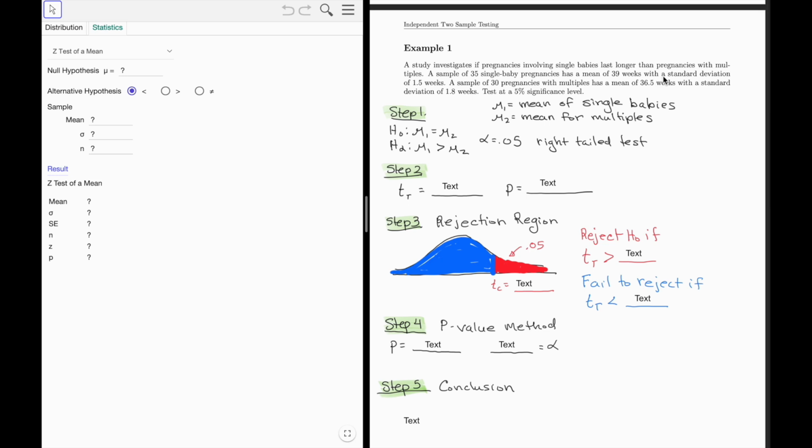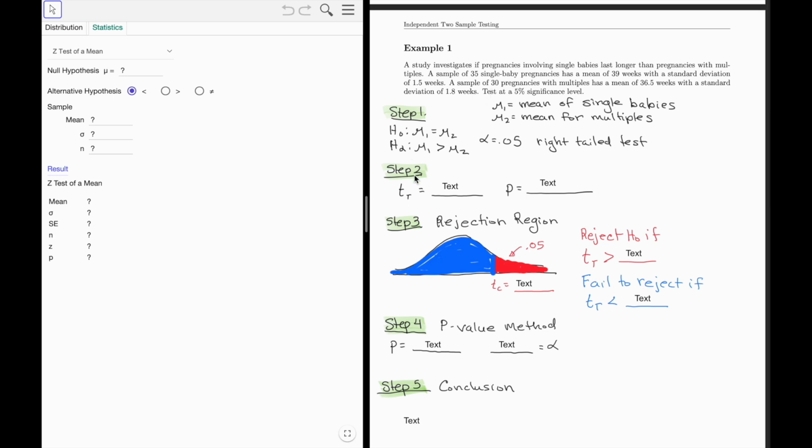Now, notice it does tell us we have a standard deviation of 1.5 weeks, but if you read it carefully, it's saying it's coming from the sample. It says a sample of 35 single baby pregnancies has a mean of 39 with a standard deviation of 1.5. So that standard deviation is coming from the sample. And the same thing goes for this standard deviation here for the 1.8 weeks. So because we don't have the population standard deviation for these populations, and because we have sample sizes 30 or greater, we can use a t-test for the difference of means.